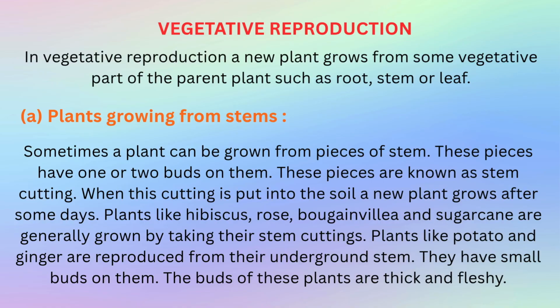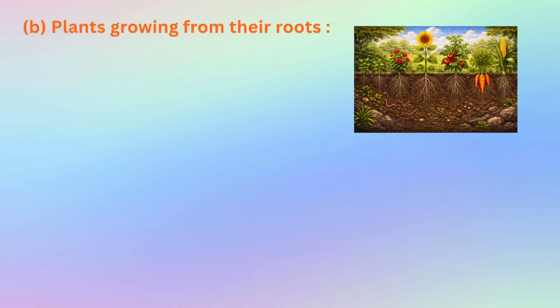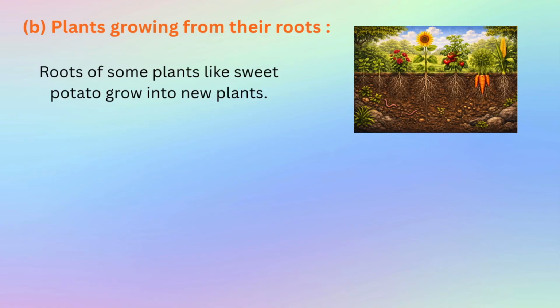Plants like potato and ginger are reproduced from their underground stem. They have small buds on them. The buds of these plants are thick and fleshy. B. Plants growing from their roots. Roots of some plants like sweet potato grow into new plants.